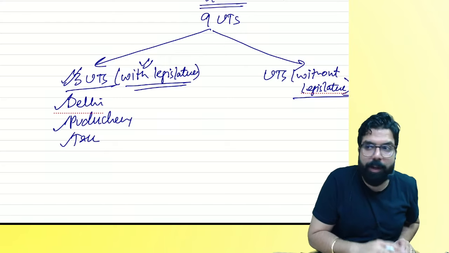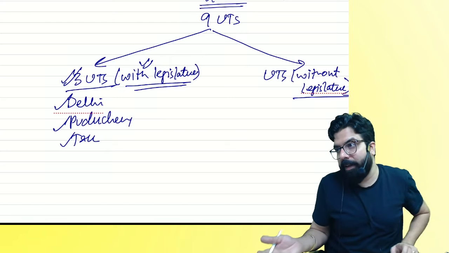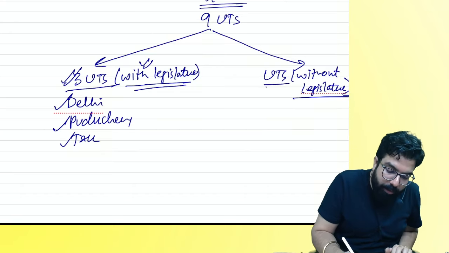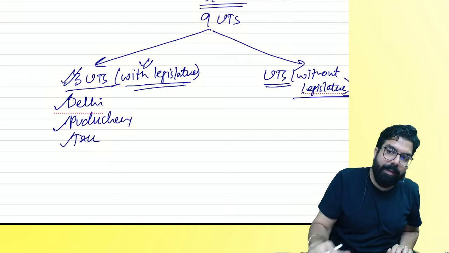Are we clear? They have their own CM. Delhi, Arvind Kejriwal is there. Yes or no, everyone? And how many are there? Other UTs without legislature are the remaining UTs.